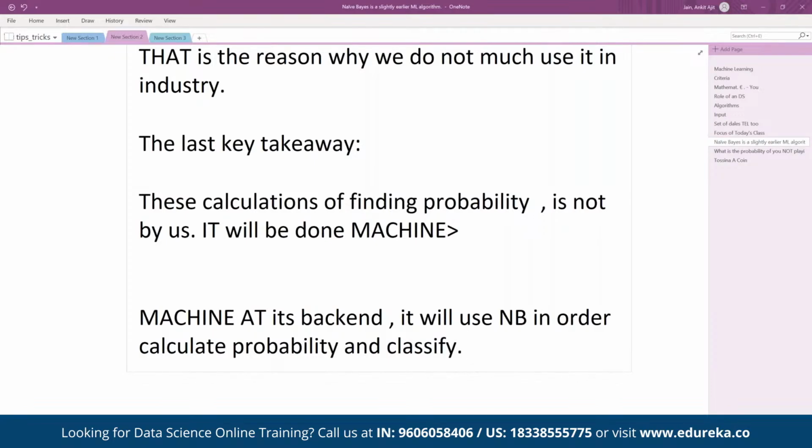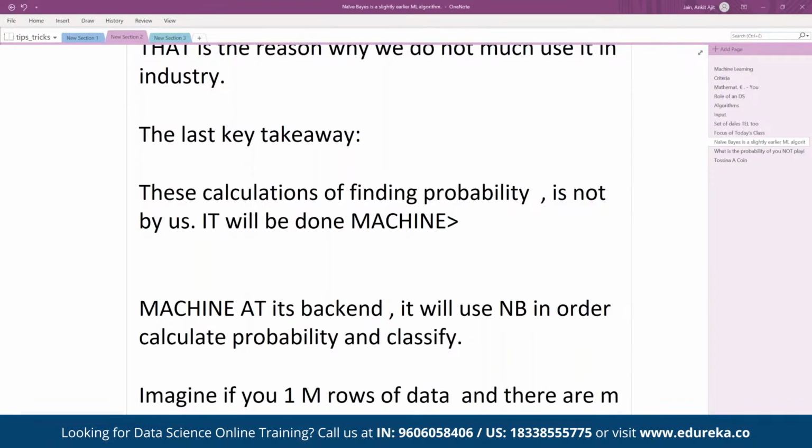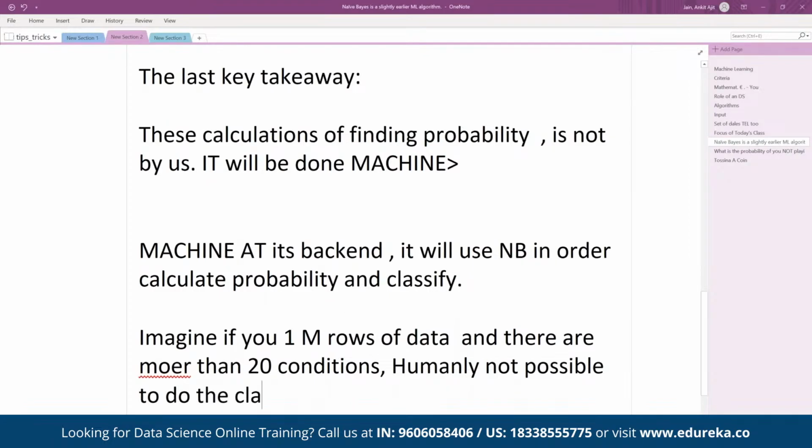When you tell the machine to please use the Naive Bayes theorem, at its back end it will do the calculations which I just showed. Now just imagine if you have 1 million rows of data, and here we had only 2 conditions, sunny and windy. Suppose there are more than 20 conditions. It is humanly not possible to do the calculations. Who will do the calculations for us? The machine will do them, and it will do it within split seconds.